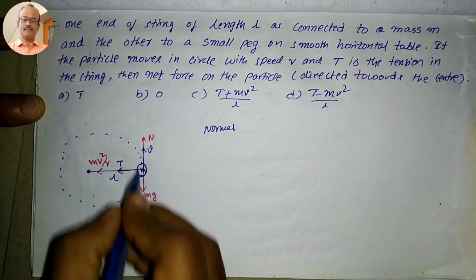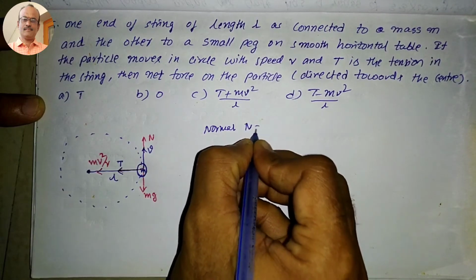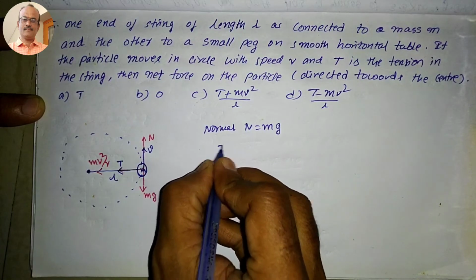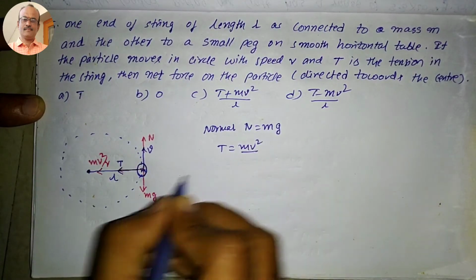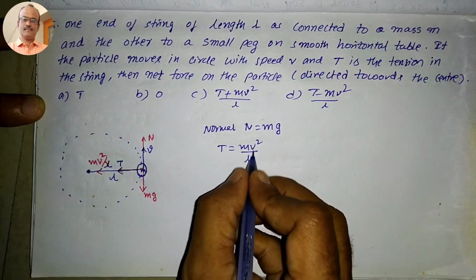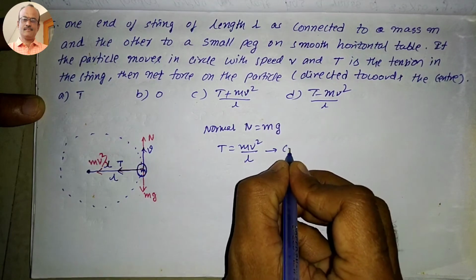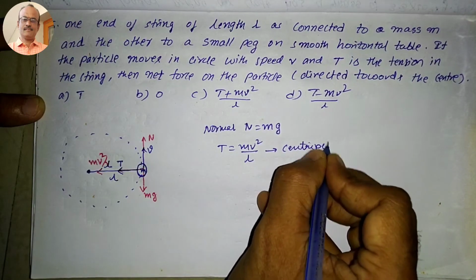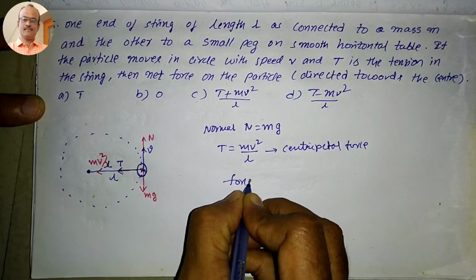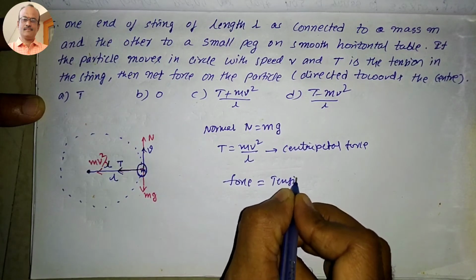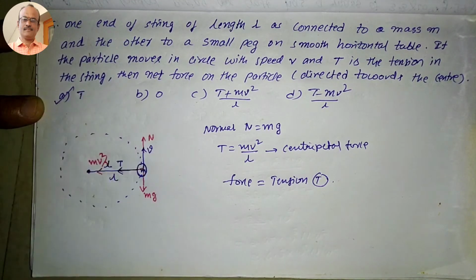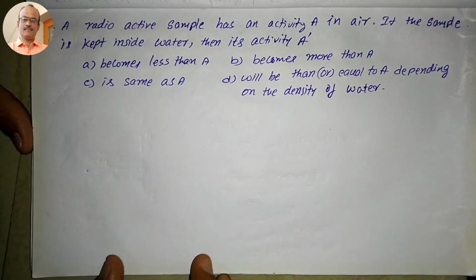Normal, that means this is the vertical component. So normal N is equal to mg, and here the horizontal component T is equal to mv square divided by r, which is nothing but L. So T is equal to mv square divided by L. This is nothing but centripetal force. So here the force is equal to tension T. Which option is correct here? Option A is correct.